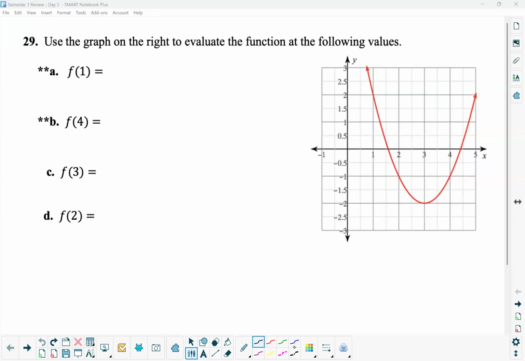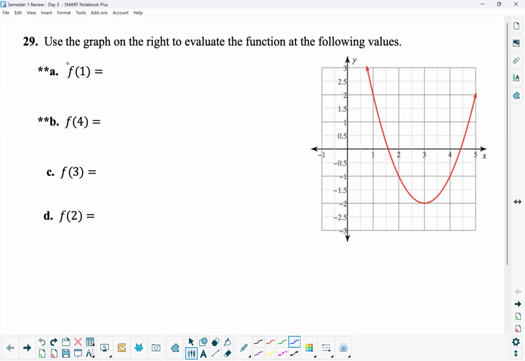All right, day 3 of your semester 1 final review. Starting with problem number 29, using a graph to evaluate a function.